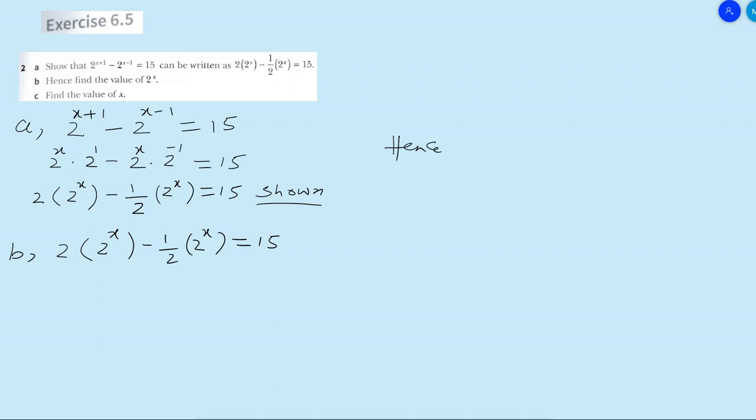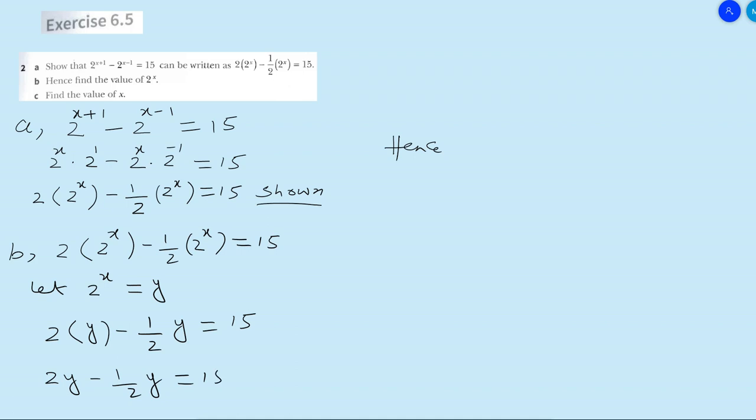Now, the requirement of part B is find the value of 2 power x. So first we have to let 2 power x equal y. So put y where you see 2 power x. So your question becomes 2 power x means y, minus 1 upon 2, 2 power x means y, is equal to 15. This is 2y and this is minus 1 upon 2y is equal to 15.